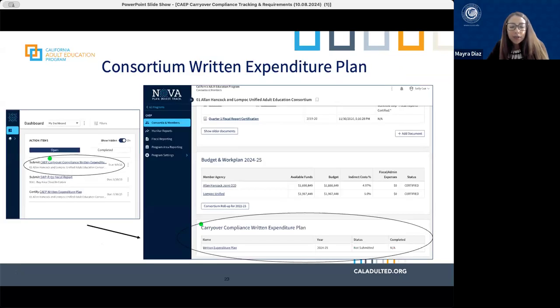And this is just a snapshot overview of how it looks in NOVA. For consortia that are flagged, as Neil mentioned, this cycle we have about 33 consortia that are flagged. So 33 of you should be able to see this trigger in NOVA, asking you to complete the written expenditure plan. Next slide, please.